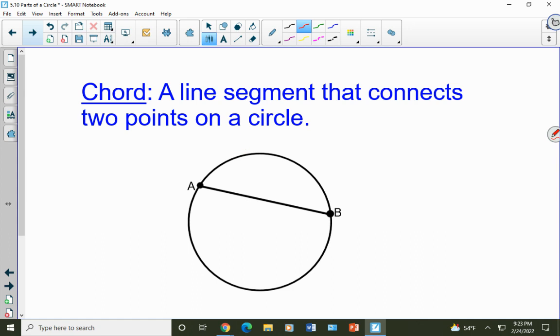So, a line segment that connects 2 points on the circle is called a chord. Now I can draw another chord right here. There are 2 points, and the line segment connects those 2 endpoints on the circle. So that's another chord. I'm going to call that CD. So what would be the line segments for this? Line segment AB is a chord, and line segment CD is a chord.